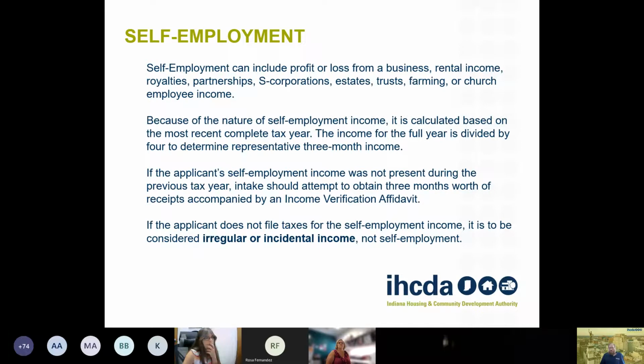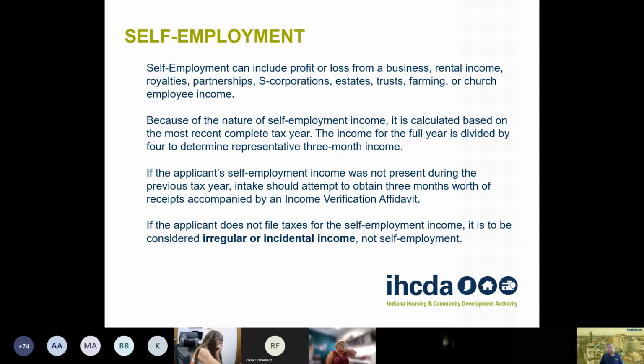All right, on to self-employment. Self-employment can include profit or loss from a business, rental income, royalties, partnerships, S corporations, estates, trusts, farming, or church employee income. Because of the nature of self-employment, income is calculated based on the most recent complete tax year. The income for the full year is divided by 4 to determine the representative 3-month income.